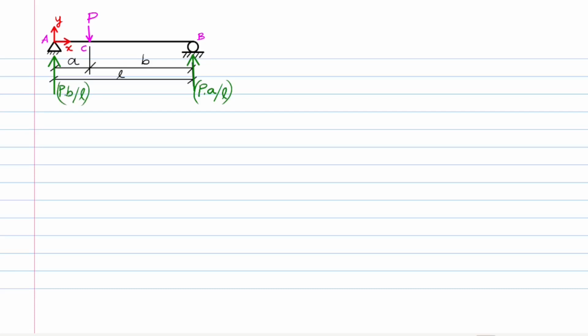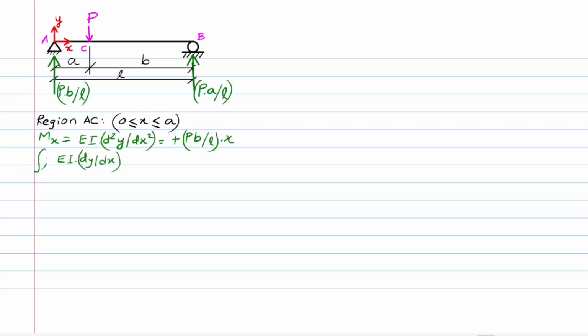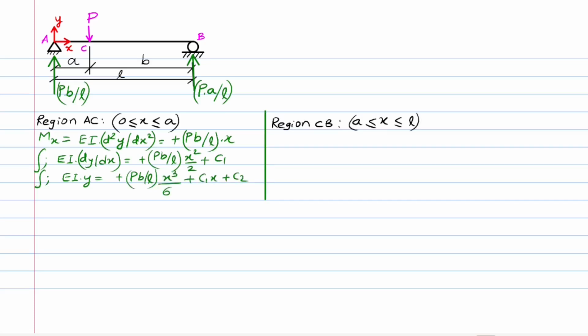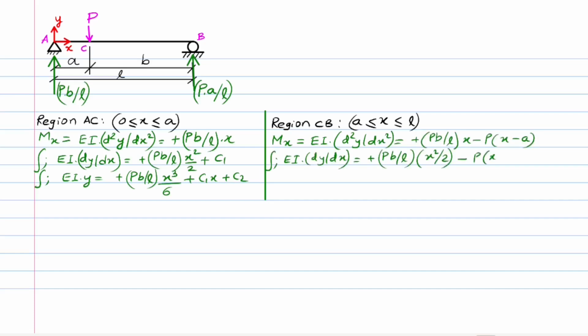Using the double integration method, we therefore have a total of 4 unknown constants to be found out. For region to the left of load P, that is region AC, we write the bending moment equation and equate it to EI times the double derivative of deflection with respect to the length or distance. Integrating twice, we have two unknown constants C1 and C2. For region CB, following the same procedure, we again have two unknown constants which we call C3 and C4.